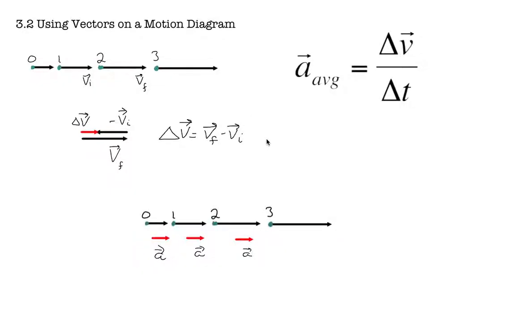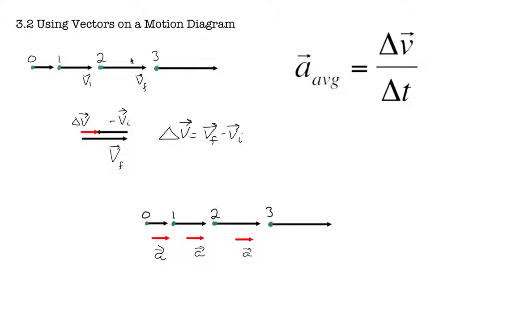3.2, using vectors on a motion diagram. So I've shown a motion diagram here that depicts an object that starts out kind of slow and is getting faster. Therefore, this object is accelerating. And I'd like to show you how you can use this vector addition and subtraction idea to get a sense for what the acceleration of an object looks like.